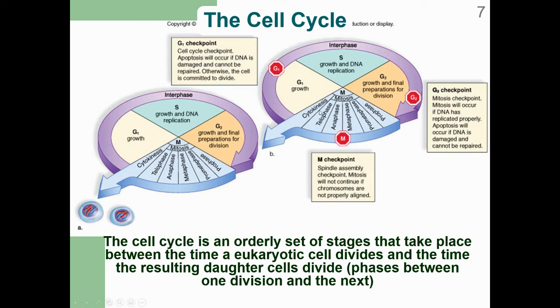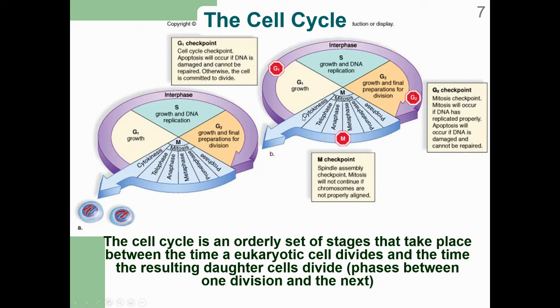Cyto, that prefix means cell, kinesis is motion. Here's where I actually divide my cell components. So the cytoplasm and all the organelles divide. My plasma membrane separates into two cells. The actual mitosis phase from prophase to telophase, this is technically mitosis, and it is defined as nuclear division. So these steps here all take place in a single cell, and at the end I end up with two nuclei in one cell.